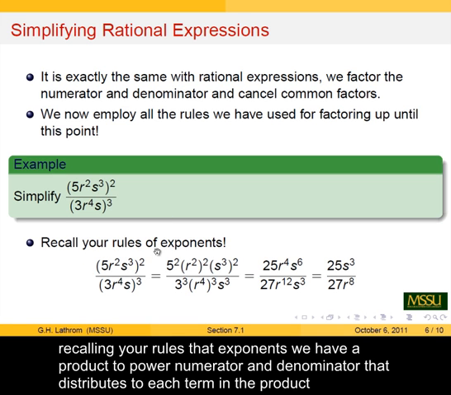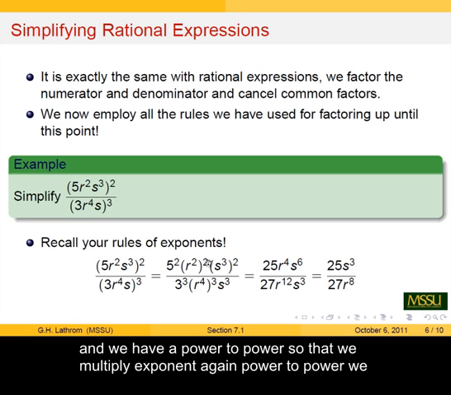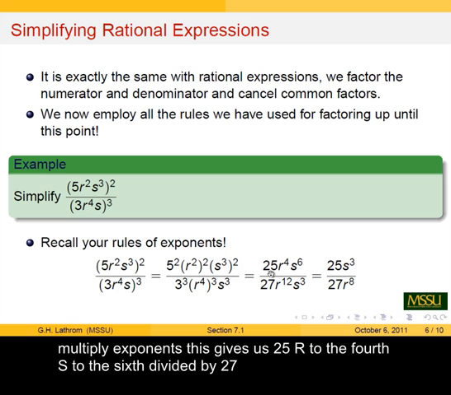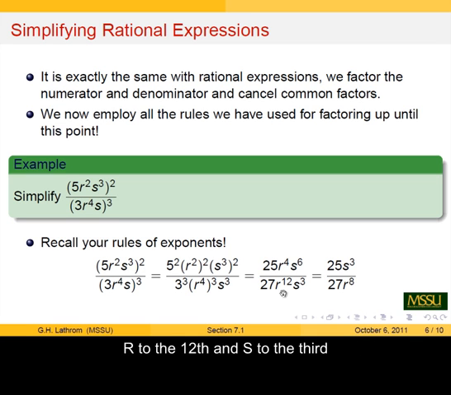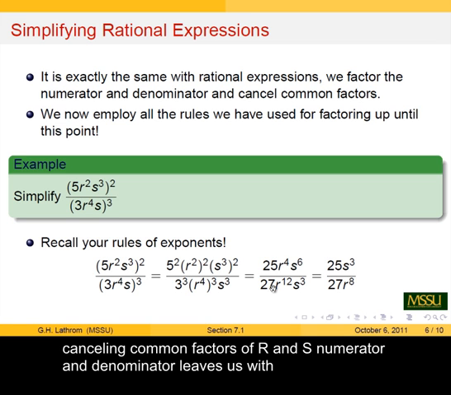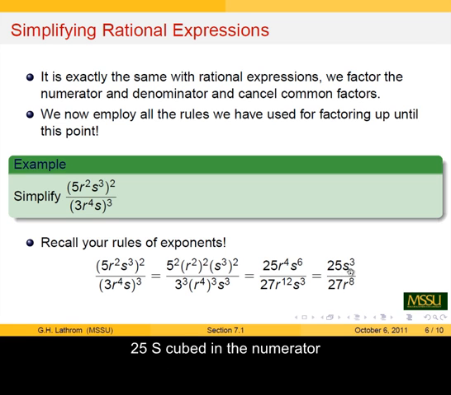Recalling your rules of exponents, we have a product to a power, numerator and denominator, so that distributes to each term in the product. Then we have a power to a power, so that we multiply exponents. Again, power to a power, we multiply exponents. This gives us 25r to the fourth, s to the sixth, divided by 27 r to the 12th, s to the third. Canceling common factors of r and s, numerator, denominator, leaves us with 25s cubed in the numerator divided by 27r to the 8th in the denominator.